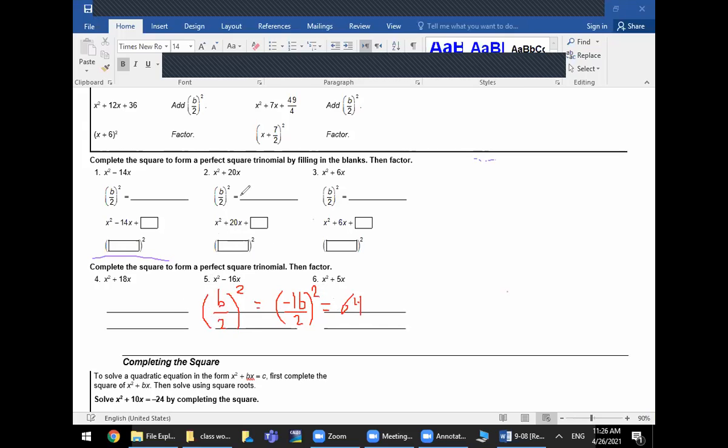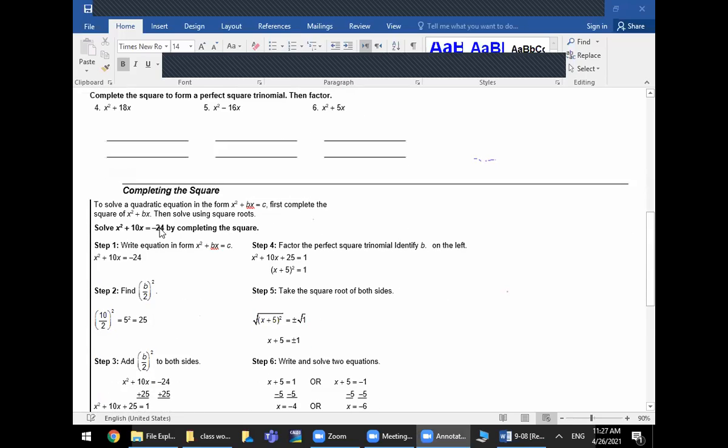Okay, so it's easy now to find the missing term by completing the square. Any question? No. So this was the first part. The second part is how we will solve by using completing the square. To solve a quadratic equation in the form x squared plus bx equals c, we have to rearrange the equation to write it in this form: ax to the power of 2 plus bx equals c.